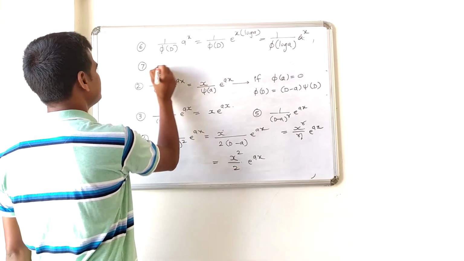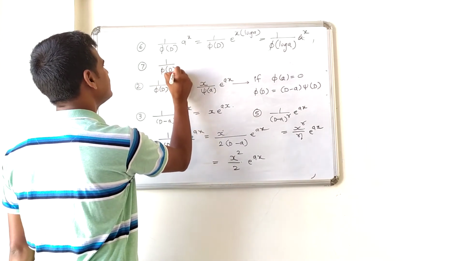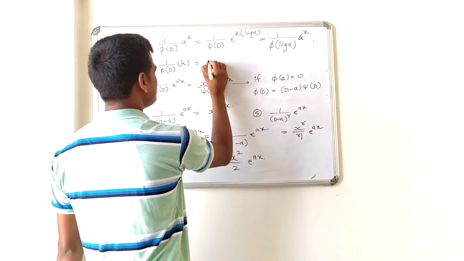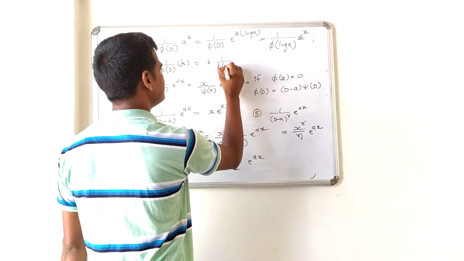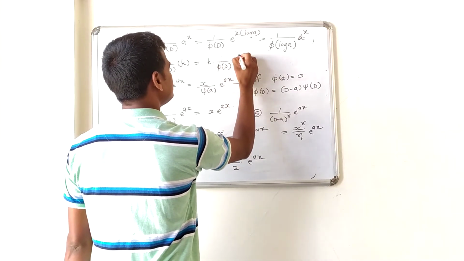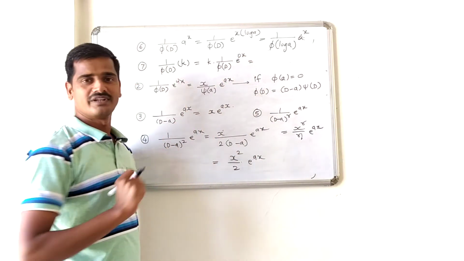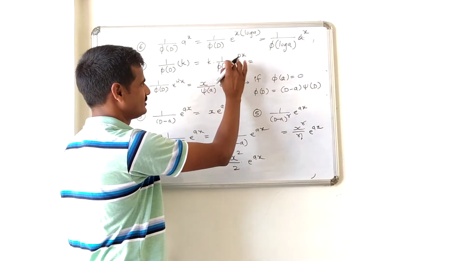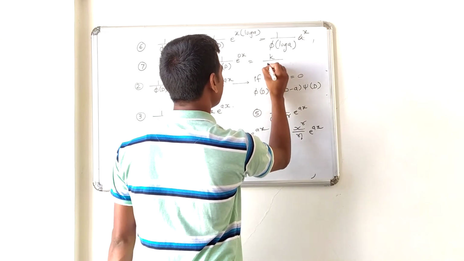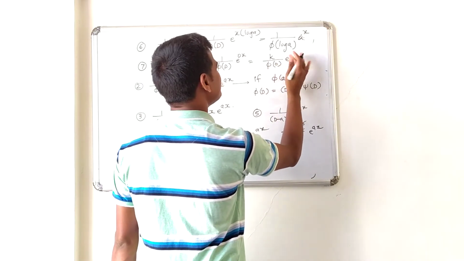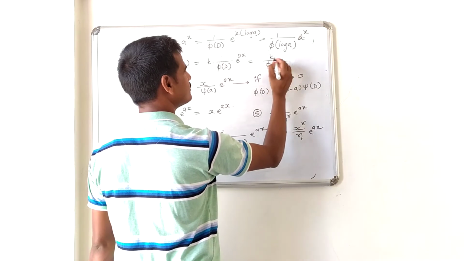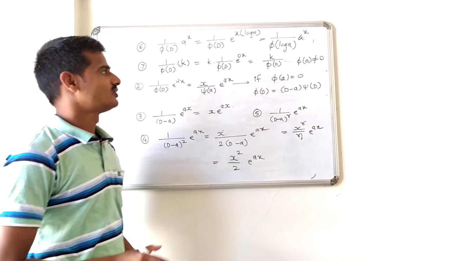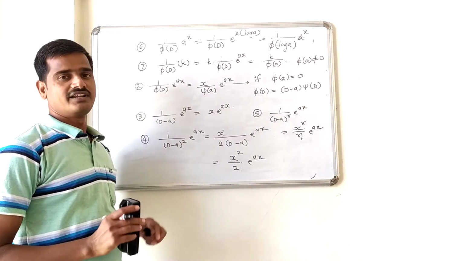And last one, 1 upon phi of D operated on some constant, k is some constant. So it is equal to k times 1 upon phi of D into e to the power 0x. 1 can be written as a to the power 0x. Now this is in exponential form, so replace D by a, which means 0. So k upon phi of 0 into e to the power 0x, which is 1. Now my work is over, provided phi of 0 is non-zero. Is it okay? So all these results, they are very important.